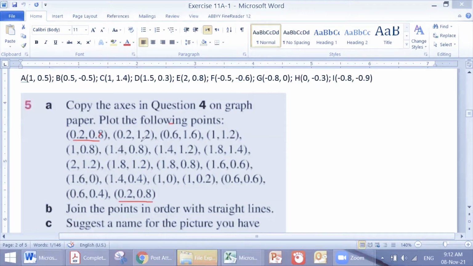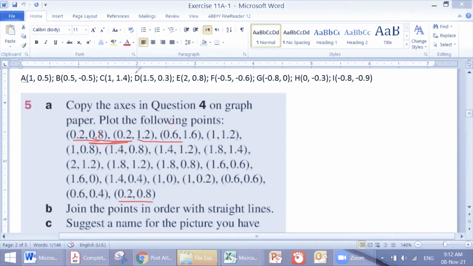So it means that you must do it. It is a very interesting question. You must do it at home. If you have a graph paper, you will do it and you will find it very interesting. So 0.2 and 0.8 you will start from, and then 0.2 and 1.2. That coordinate you will draw, and you will then join these two coordinates with each other. Then you will join these coordinates.